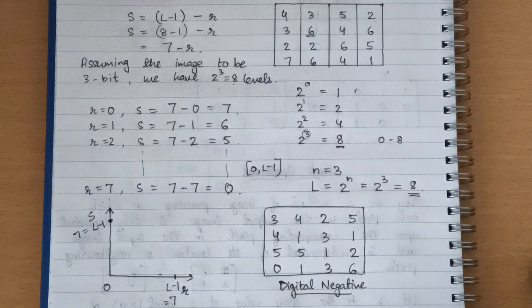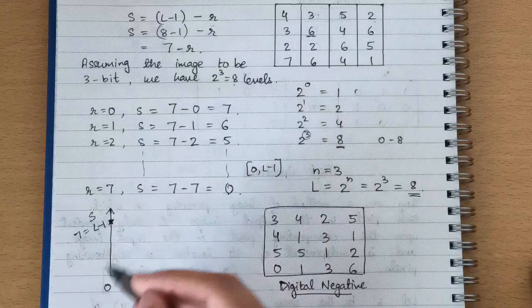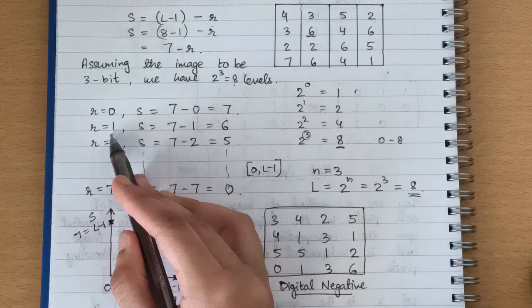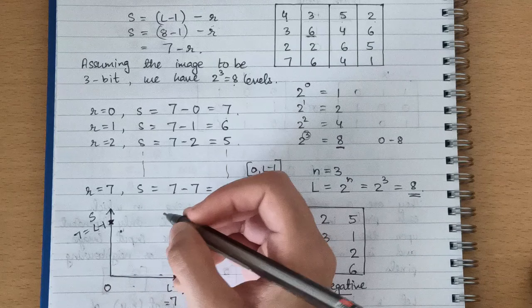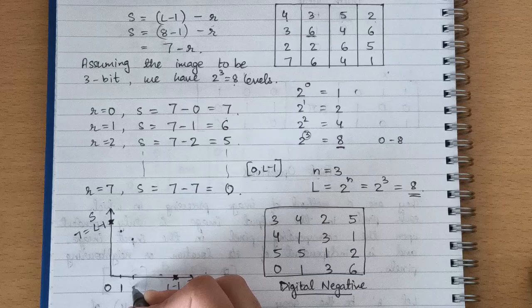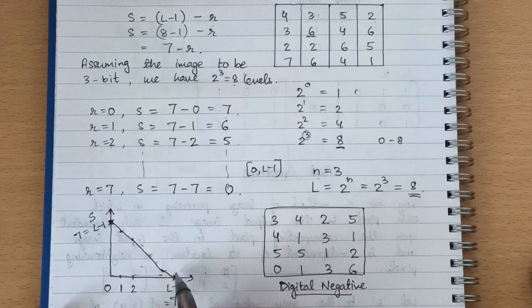Now if we try to put in the values, then for R equal to 0 we have S value as 7. Okay, so this would be one point for us where R is 0 and S is 7. Similarly, where R is 7, S value is 0. So this would be another point for us. Now when R is 1, S is 6. Okay, so we can take 6 somewhere here when R is 1. When R is 2, S is 5. So we can take that point somewhere here when R is 2. So similarly, if we draw all the values, then we would get a graph like this. Okay, so this would be our graph for the digital negative.